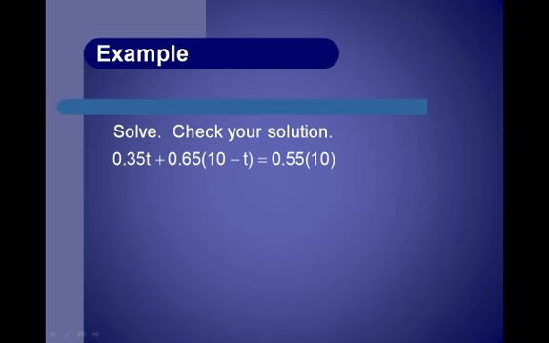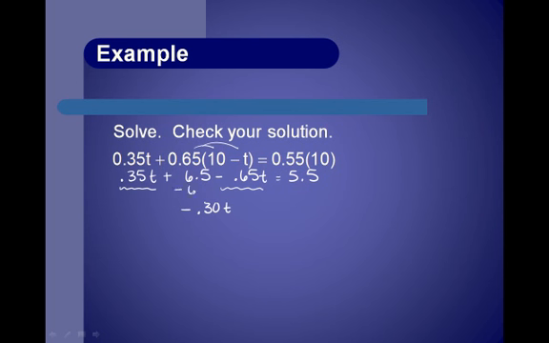Okay, now let's try one with decimals. To solve this equation, same thing. First thing we're going to do is multiply to get rid of parentheses. So we get 0.35t plus 6.5 minus 0.65 times t equals 5.5. Combine like terms would be negative 0.30t. We need the number terms to the other side.